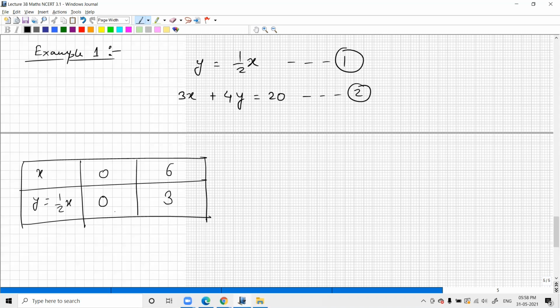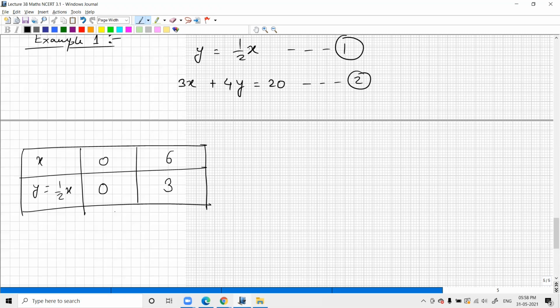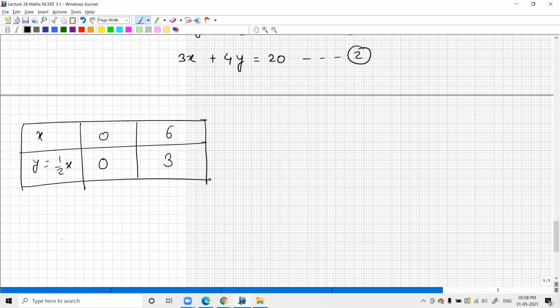So I'm ready with the first graph. I have got the 2 points. I can plot it on the graph. So the first equation is ready. But I'm going to make the table for the second one also right away. So x value, and in the second equation, what will be y? It will be 20 minus 3x by 4. Everyone did that?